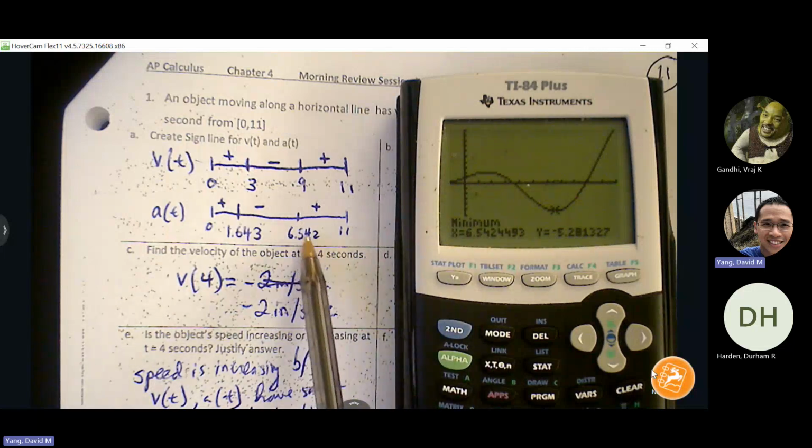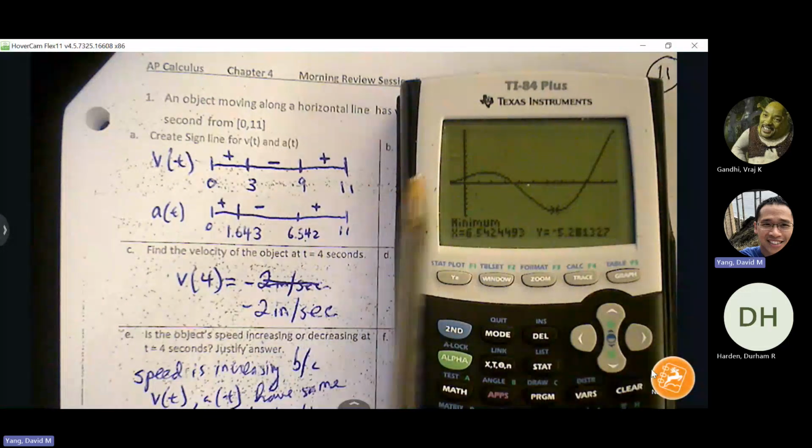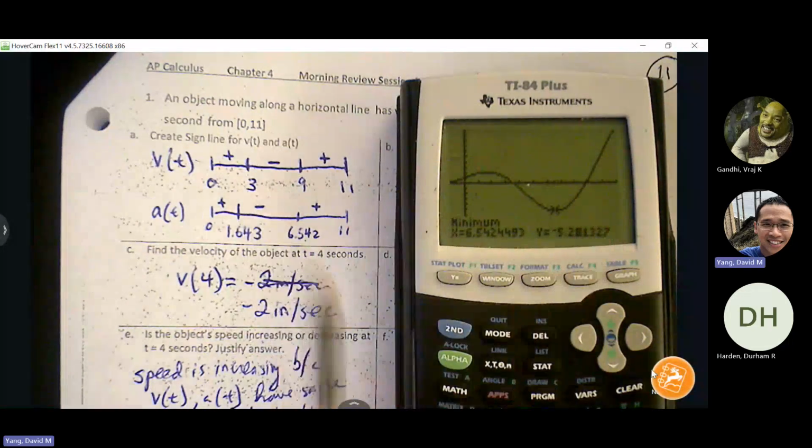So the minimum of your velocity function and the maximum of your velocity function is where your acceleration is 0, because acceleration 0 is where v prime is 0, right? The slope of your velocity is 0.